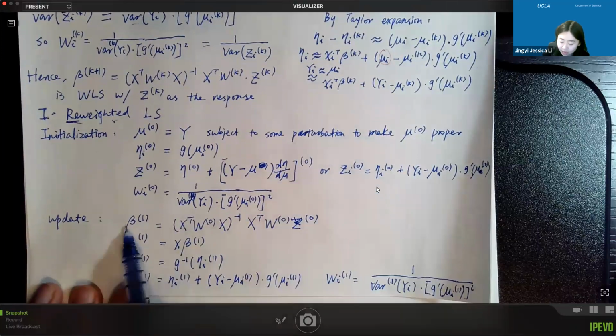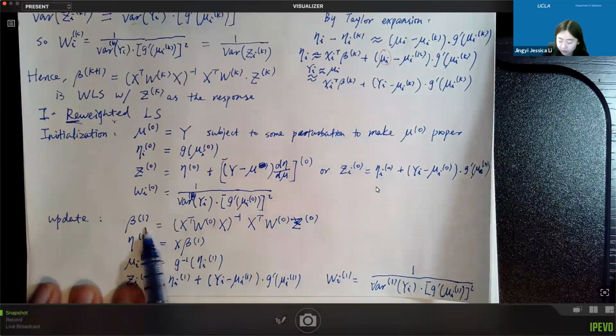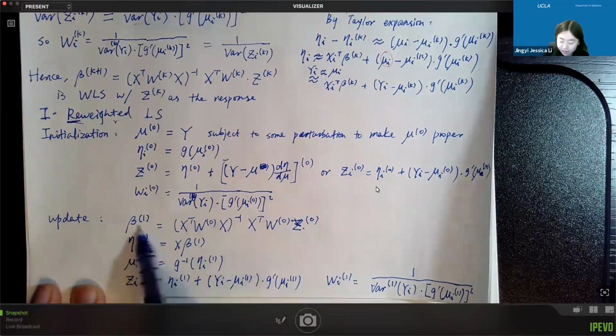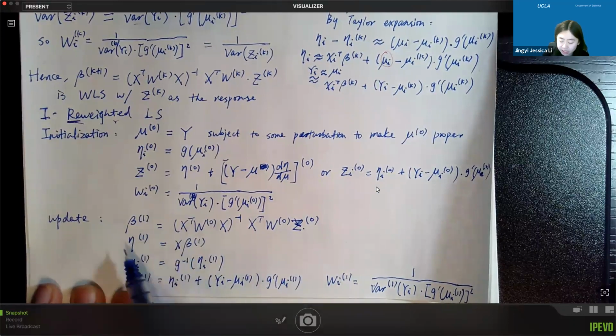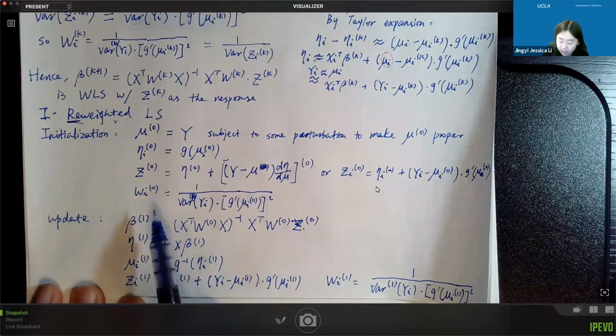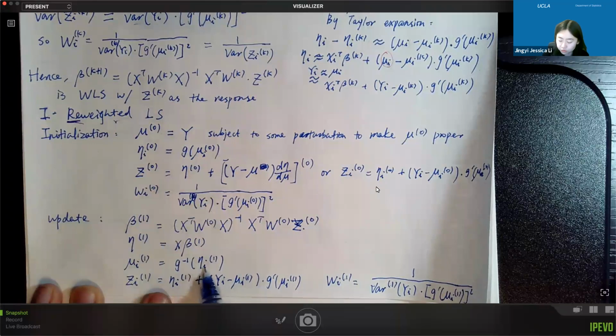So in the update step, we first run weighted least square using the weight matrix and the working dependent variable. Given the new beta value, we update eta as the linear predictor. And given the eta, we update mu i based on the inverse of the link function. Previously, we have eta i equals g of mu i. Now we write mu i equals g inverse of eta i.